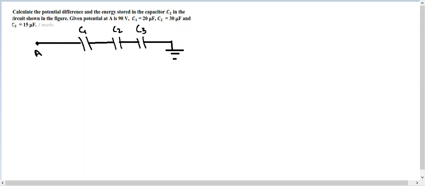So let's study a question which says: calculate the potential difference and the energy stored in the capacitor C2 in the circuit shown. Given the potential at A is 90 volts, C1 is 20 microfarad, C2 is 30 microfarad and C3 is 15 microfarad.